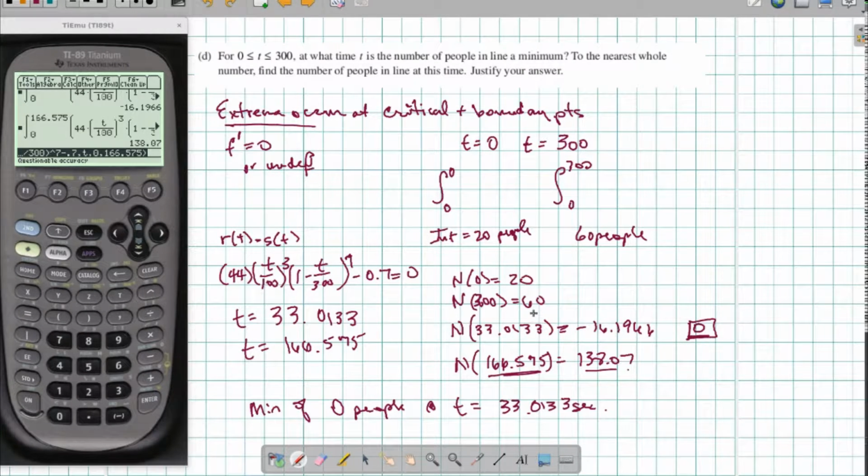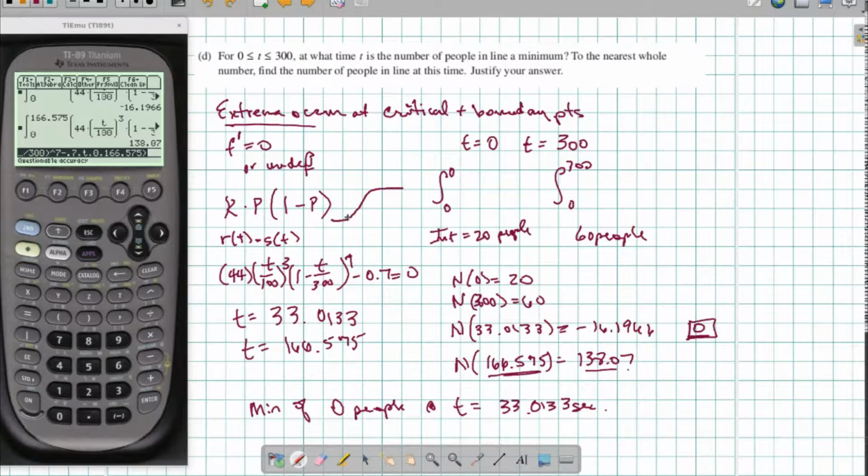What's interesting to note is that this function looks an awful lot like a logistic function where I've got a constant times some population times 1 minus my population. And so I can imagine my population being this t over 300, so I'm expecting a curve that's going to do something like this.